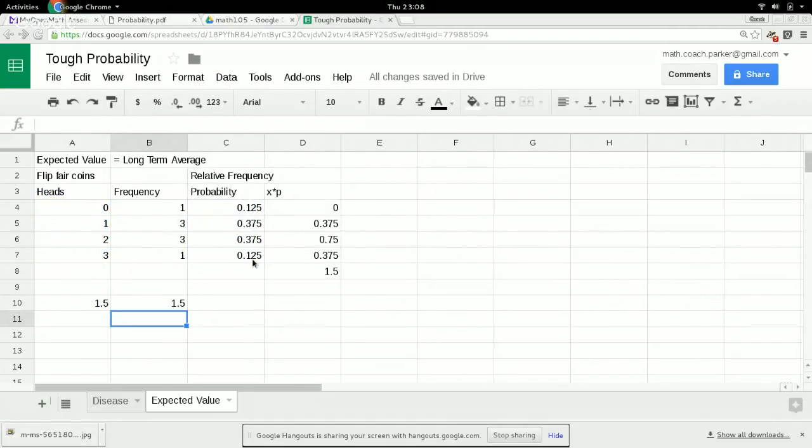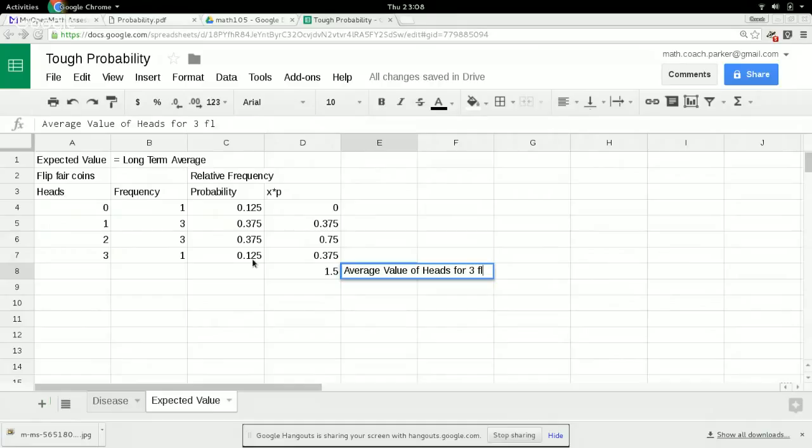So there's multiple ways to make a spreadsheet do this or to do it by hand. Bottom line is 1.5 is the average value here of my random variable, which is the number of heads. So average value of heads is 1.5. In other words, if I played this game over and over like a million times, and I added up all the heads I got and divided by a million, I should get about 1.5 heads per try. The middle value.